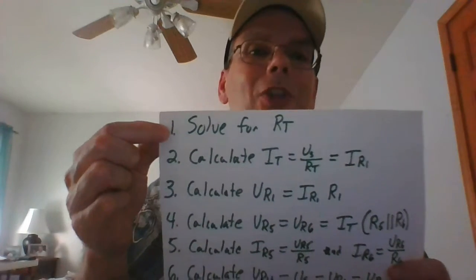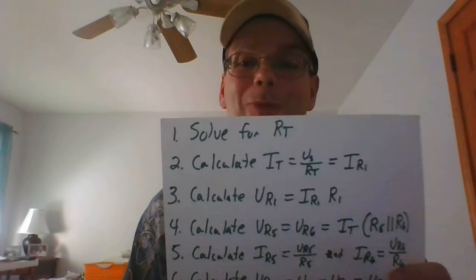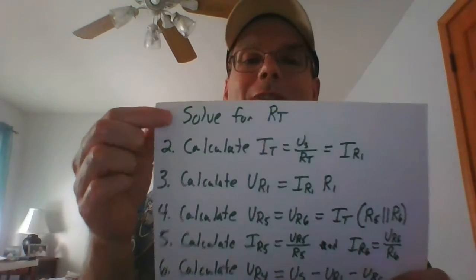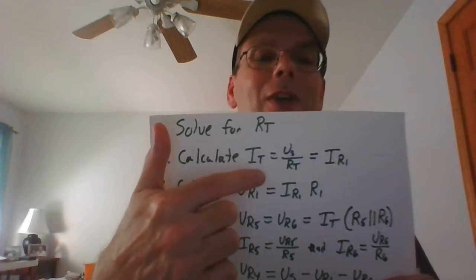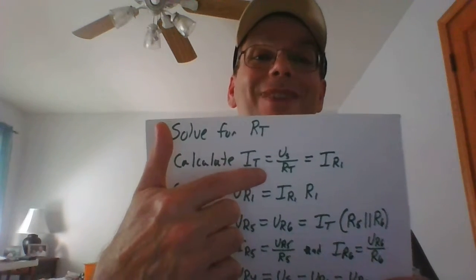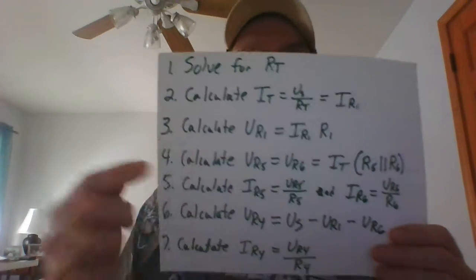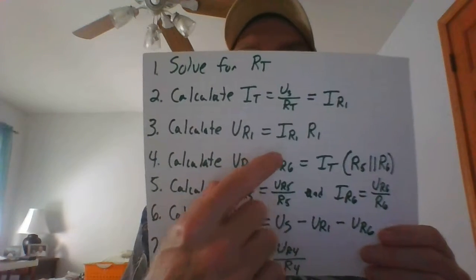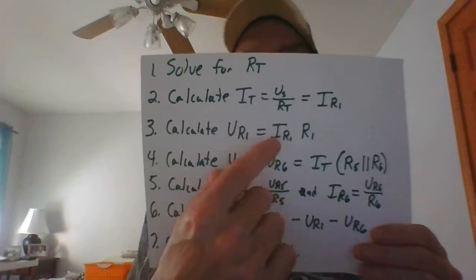So how do we solve this problem? Here's step by step what I would do. First, you have to solve for the total resistance. Yes, it's painful because you have to do that parallel formula in there. Once you have total resistance, you can calculate total current. Ohm's law, V divided by R, which also equals the current through resistor 1. Since you now have the current through resistor 1, we can calculate the voltage across resistor 1. Again, Ohm's law, V equals I times R.